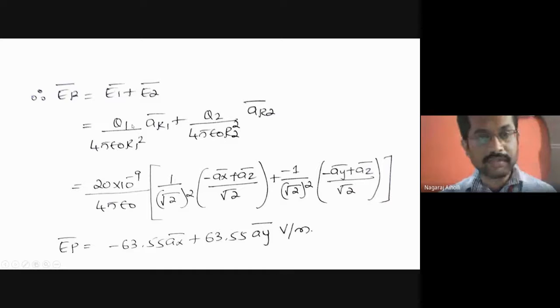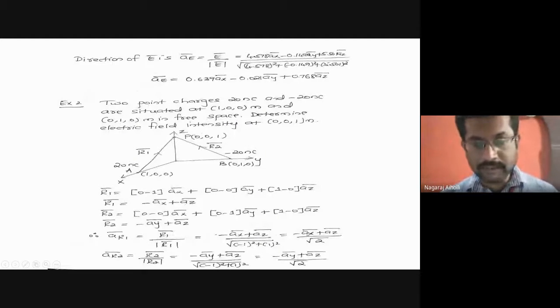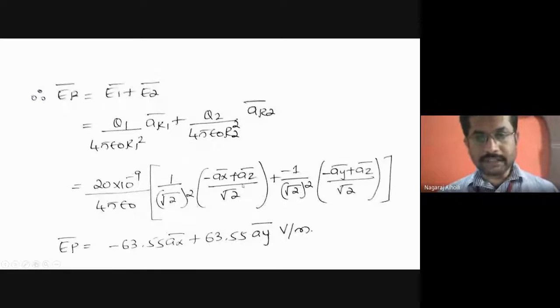Q1 and Q2 values are the same. 20 into 10 raised to minus 9 divided by 4 pi epsilon naught into bracket R1 square. R1 is how much? 1 by root 2. 1 by root 2 square into the unit vector AR1 bar. R1 bar is minus AX bar plus AZ bar. Write it, minus AX bar plus AZ bar divided by its magnitude, that is root 2.